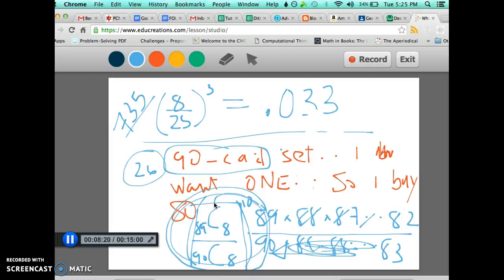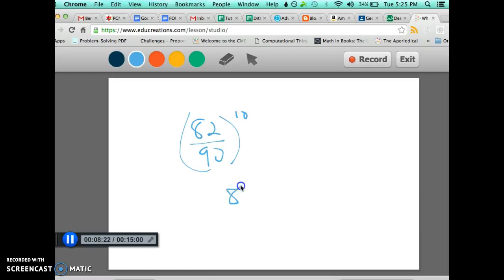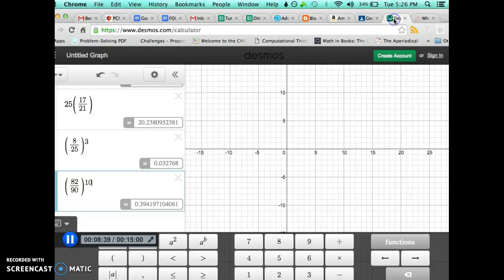Now, 8 out of 90 is our chance of getting it. And we're thinking, well, if you try it twice, you could raise that to a power, but that gives me a smaller chance. I want my chances to increase. So what I'm going to do is look at the chances of not getting it and raise that to a power. I'll raise it to the 10th power because that's how many packs I got. 82 over 90 to the 10th power is 0.394. So that's my chances of not getting it. The complement of that will be my chances of getting it. So that's going to be about 61%.